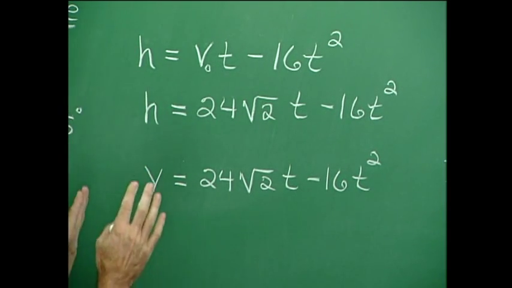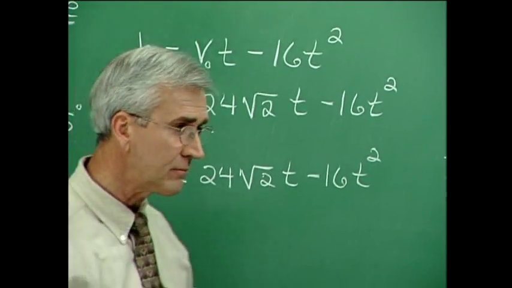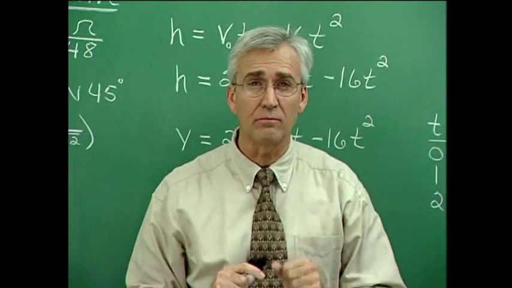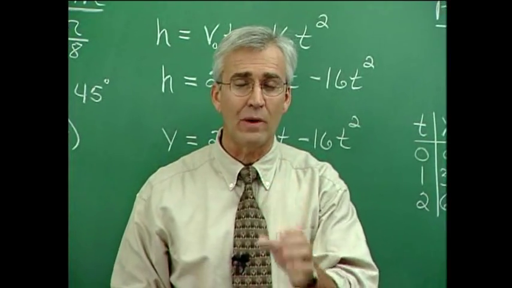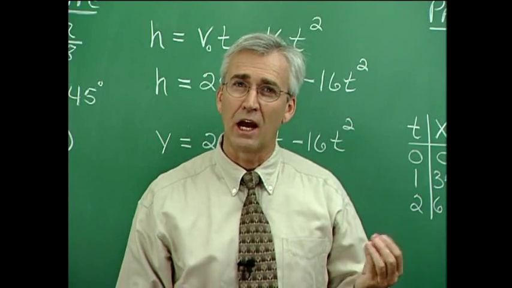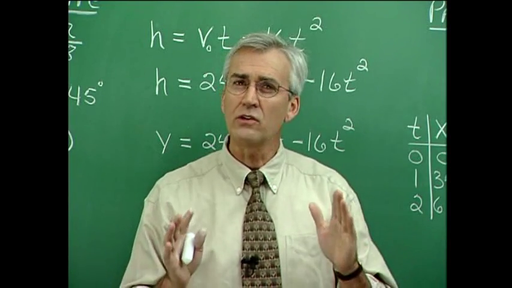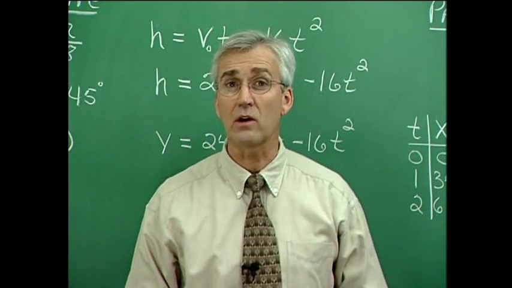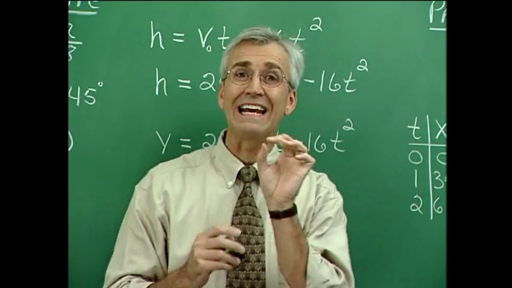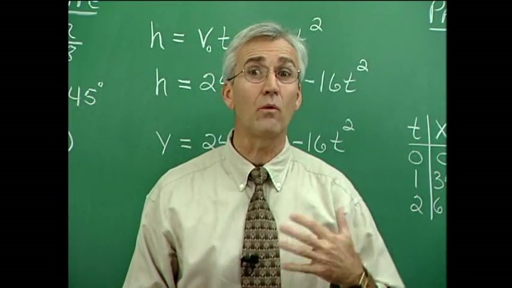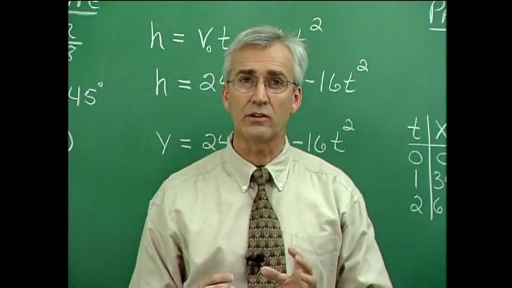Now we have two equations, and both of them, this x equation and this y equation, both involve time. So we have a variable x, a variable y, and a variable t. And what are we going to do with these? Well, it turns out that the two equations that we're talking about for x and y are called parametric equations. And the variable in both of those equations is t. And so t is called the parameter involved in this situation.